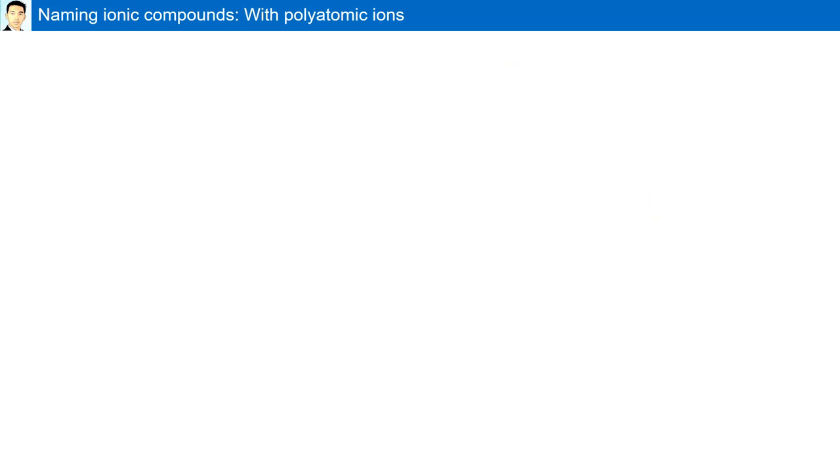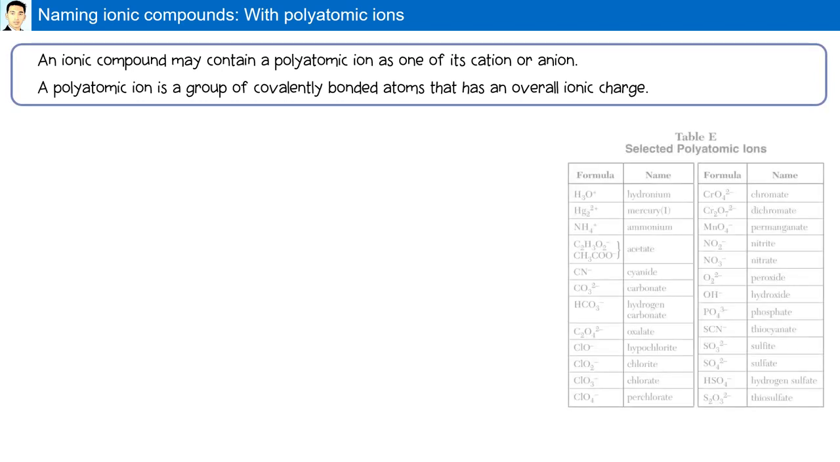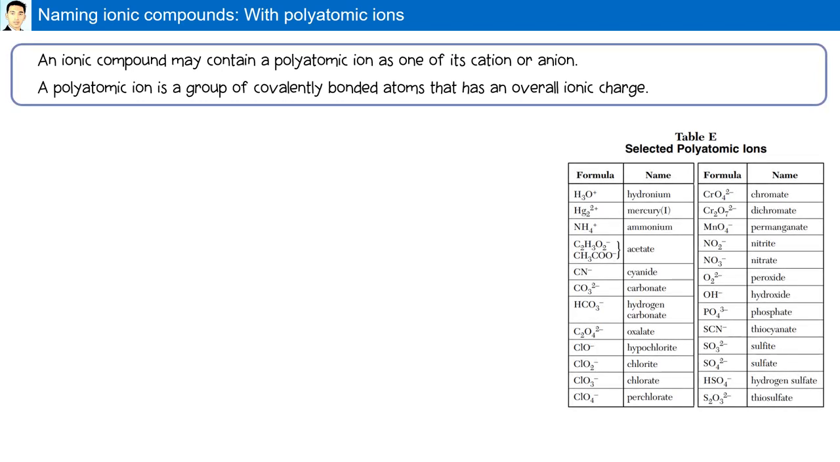Naming ionic compounds with polyatomic ions. An ionic compound may contain a polyatomic ion as its cation or anion. A polyatomic ion is a group of covalently bonded atoms that has an overall ionic charge. In Reference Table E of the chemistry reference tables, we have selected polyatomic ions and their charges.